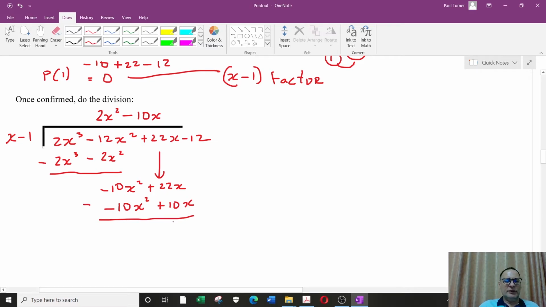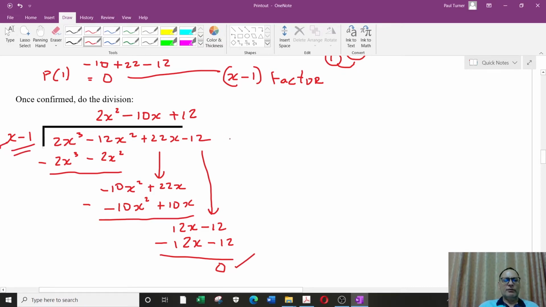22 minus minus 10 will be 12x. Bring down the minus 12 here. So we'll have 12. 12 times x, 12x. 12 times minus 1, minus 12. And subtract, we'll get 0. So that confirms that x minus 1 is a factor. So we could write that out as x minus 1 times our quotient, which is 2x squared minus 10x plus 12.